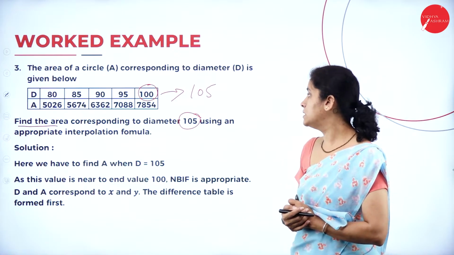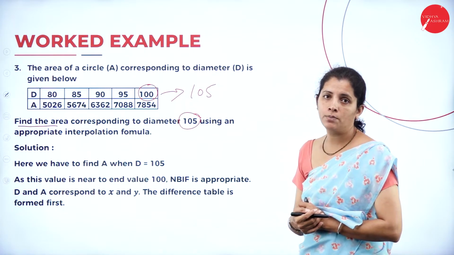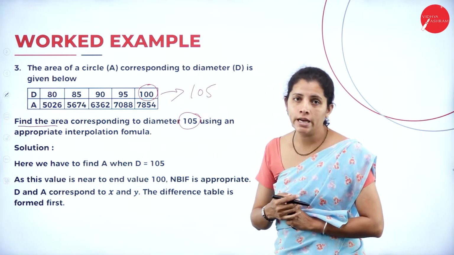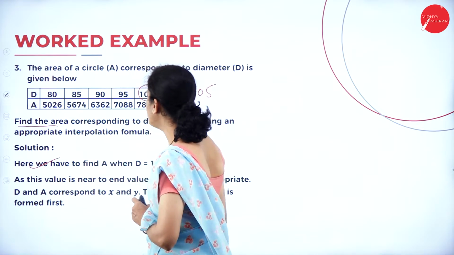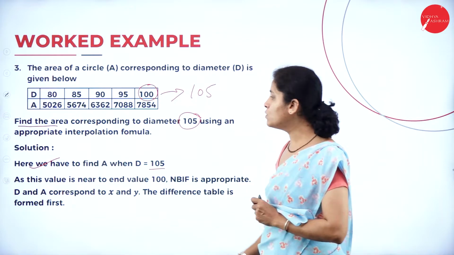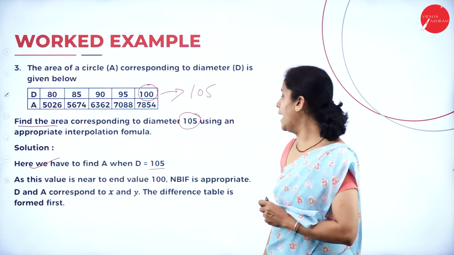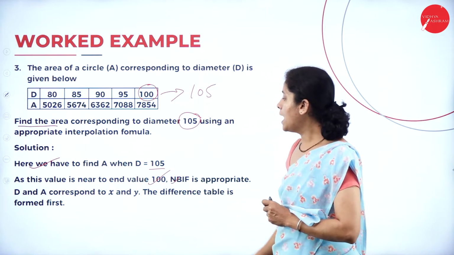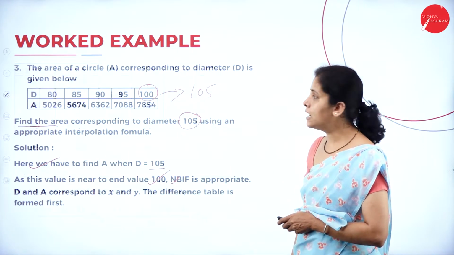Now, what is my xn value? That is nothing but the 105. So, it is backward interpolation. In the sense, I want to apply the backward interpolation formula. So, here we have to find A when D is 105. As this value is nearer to the end value 100, so I'm going to apply Newton's backward interpolation formula.